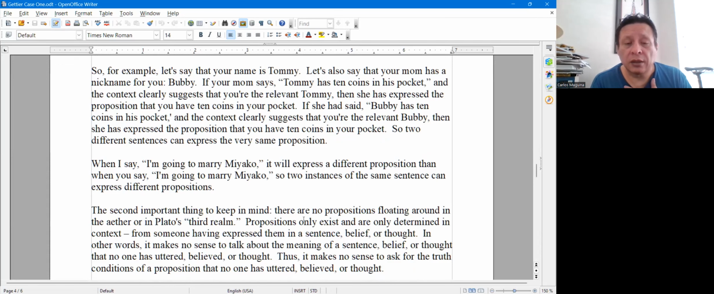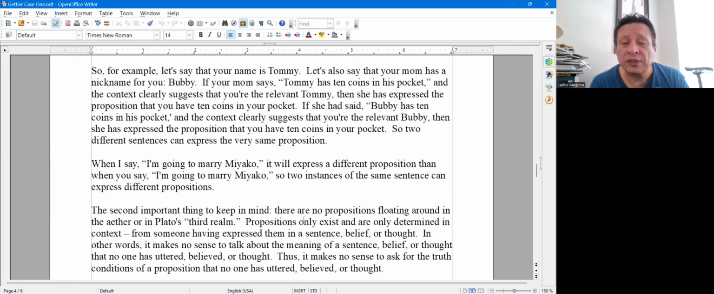Now let's go the other way, where the very same sentence can express different propositions. When I say, I'm going to marry Miyako, it will express a different proposition than when you say, I'm going to marry Miyako, if for just the very fact that when I say I, I'm referring to myself. When you say I, you're referring to yourself. So the propositions are going to be different. It could be a different Miyako, but it could be the same Miyako. That doesn't matter. But just the fact of the indexical I, sorry for the technical term, when you say it, it means one thing. When I say it, it means a different thing. So we can utter the same words, I'm going to marry Miyako, but it will have a different meaning.